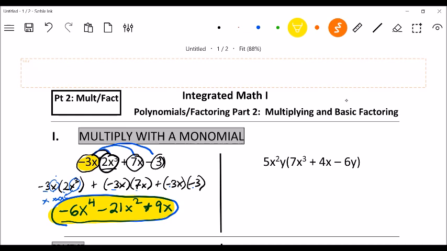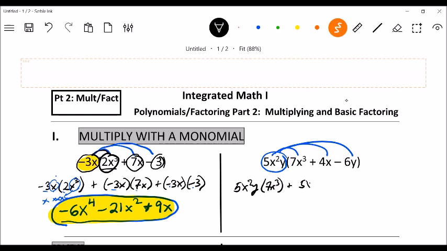In the second part of this, we'll actually be going the opposite way. We'll take out the numbers that are common and variables that are common. But for now, let's go back to this and see what we're going to do here. We're going to multiply that to each of the three things. So I'm going to have 5x squared y times 7x cubed plus 5x squared y times 4x plus 5x squared y times negative 6y. It gets repetitive, but that's the point of it, is we're repeating that monomial to each of the parts and distributing it to them.